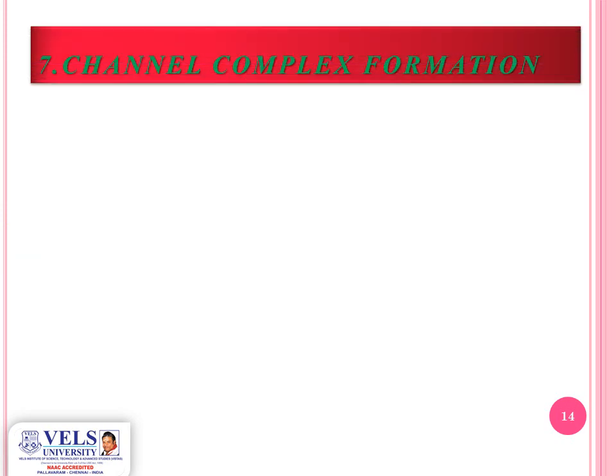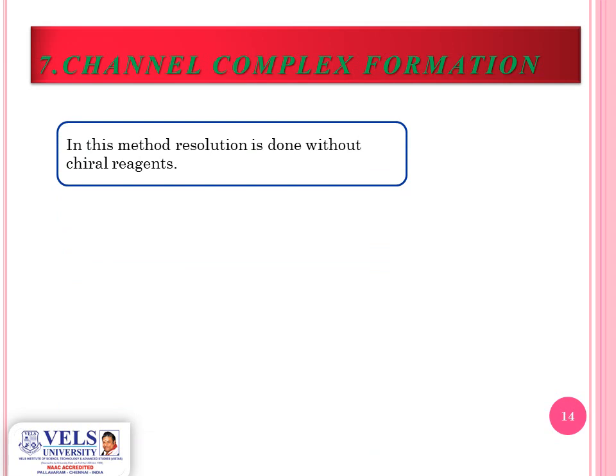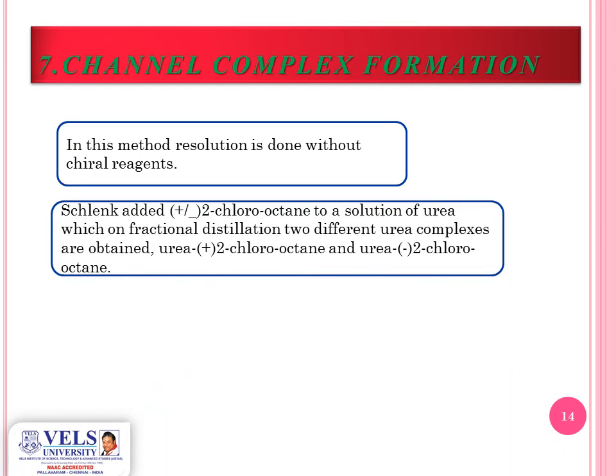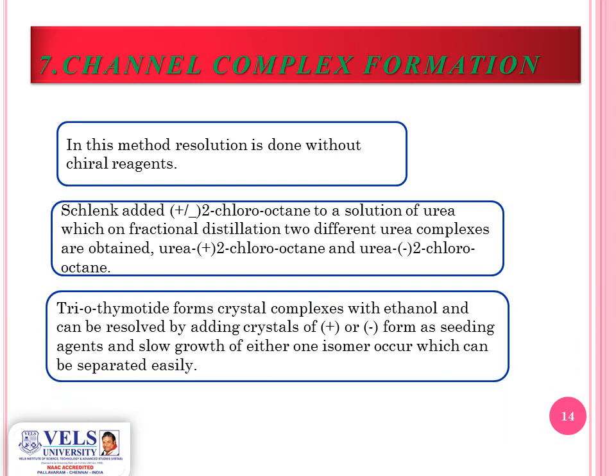The last method is channel complex formation. In this method, resolution is done without using any chiral reagents. Schlenk, a scientist, added plus and minus forms of 2-chlorooctane to a solution of urea, which is a non-chiral compound. Upon fractional distillation, two different urea complexes can be separated: urea plus 2-chlorooctane and urea minus 2-chlorooctane. So by this we can effectively separate both the enantiomers.